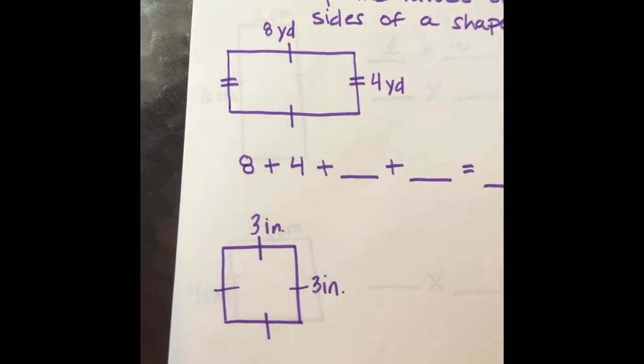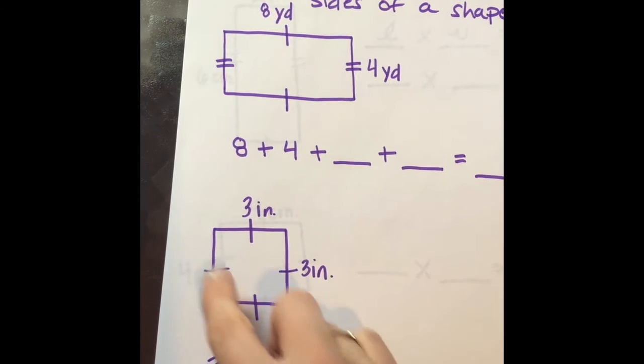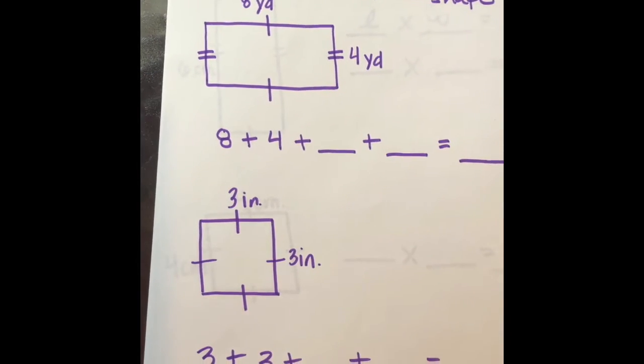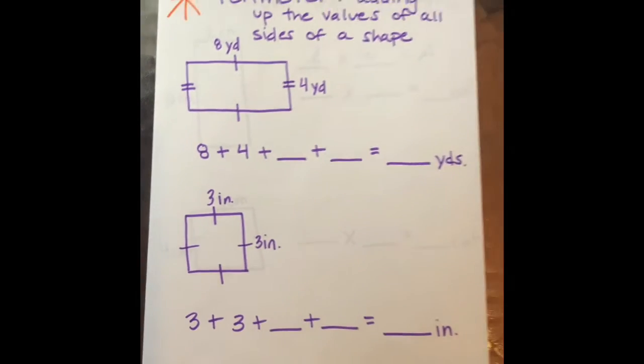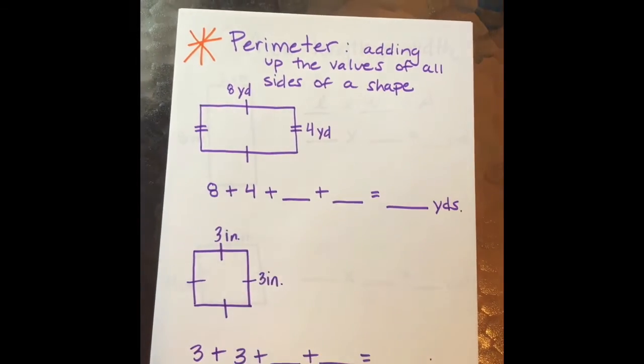For something like a square, all sides are equal. So we can determine that each side in this particular square is going to be 3 inches long. Going back to finding the perimeter for our first shape, the rectangle.